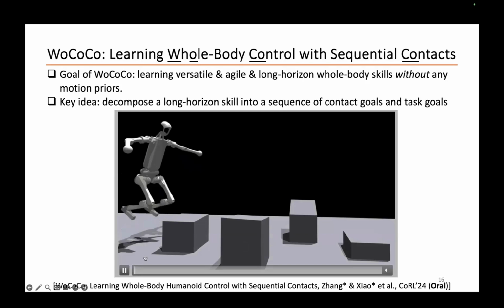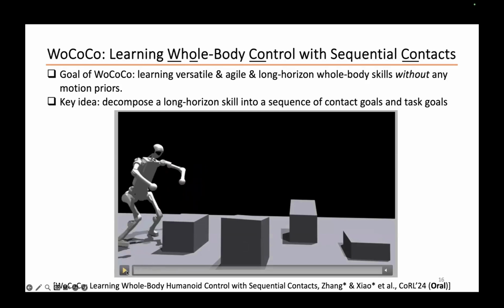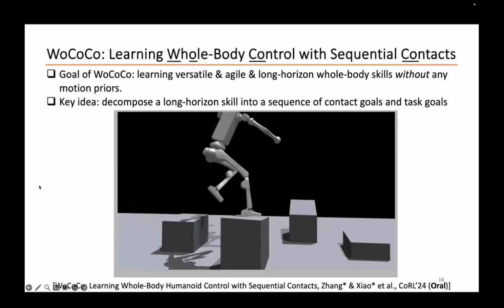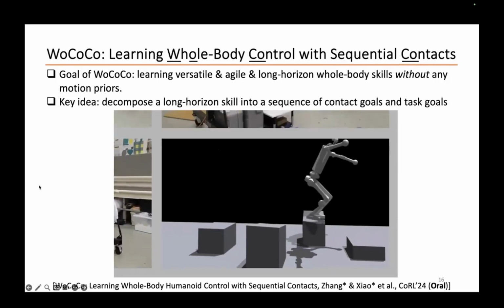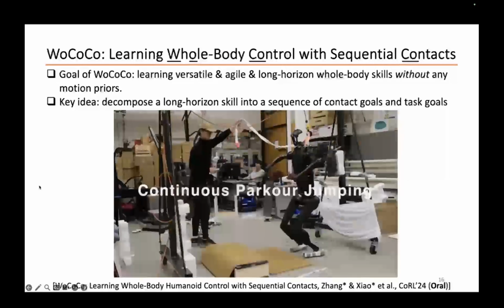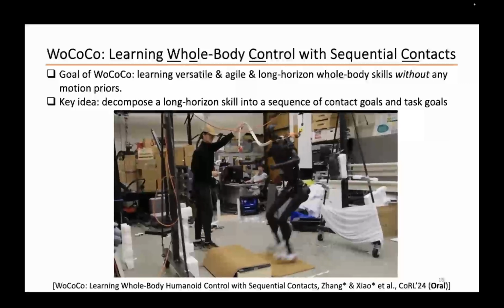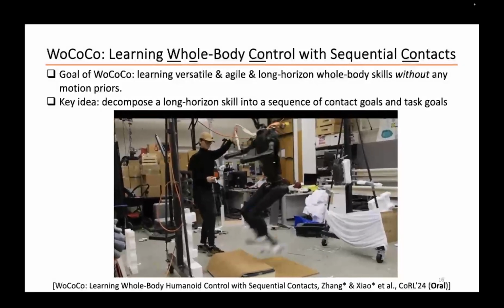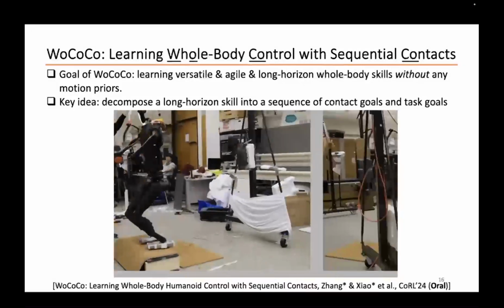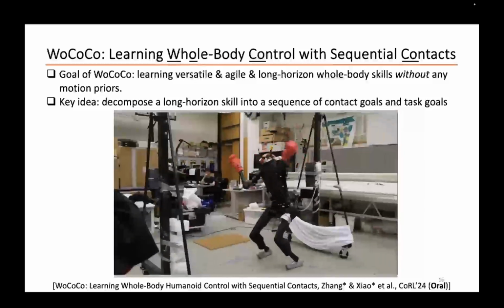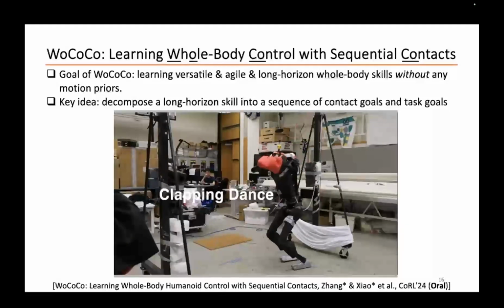Due to the time limit, I cannot go into super detail today, but I want to play a video. This is some parkour we can achieve in simulation, again from scratch without any priors. And this is some parkour jumping, continuous jumping, in real. And we can also transfer some to the real world, like this clapping dance.